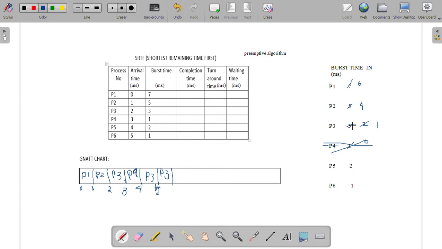You can see for P3 the burst time is 1, that is why we are going from P5 to P6 for just 1 millisecond. But now you can see that P3 is done. So only P1, P2, P5 and P6 are left.